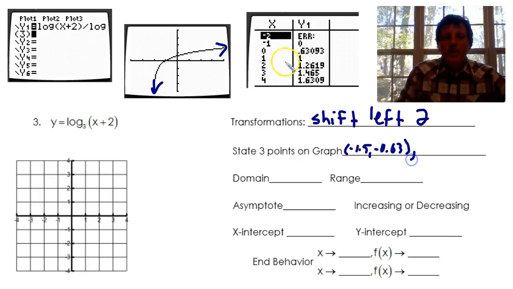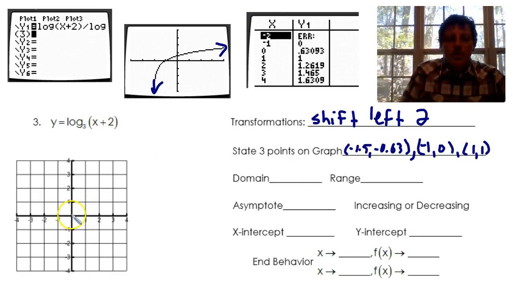I'll then grab 2 easy to graph ones, -1 comma 0 and 1 comma 1. Of course, I have the ability to get even more detail than just these 3 points, but this will be a good starting point for me. -1.5 comma -0.63 is about right here. -1 comma 0, 1 comma 1. I can see 4 comma 1.6 about right here. And now I've got this idea of where the graph is coming.